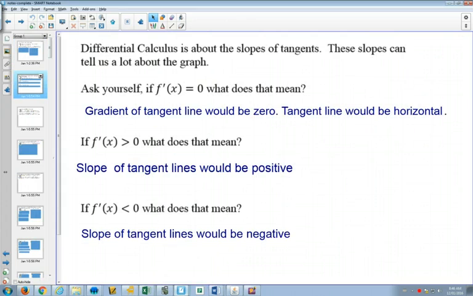So it's important that we know where the slopes are positive, where the slopes are negative, and where they're equal to 0.